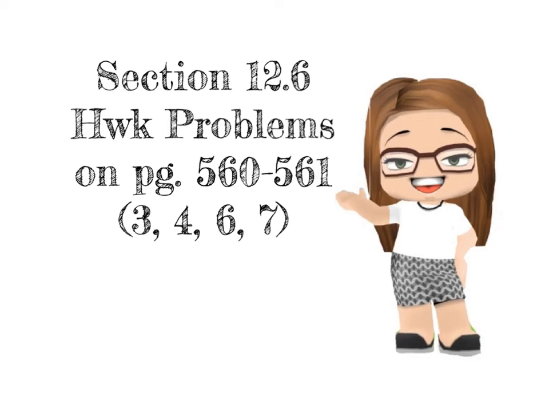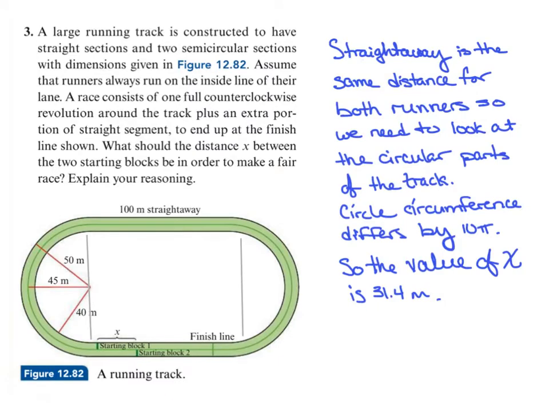In this video, we'll go over the solutions to homework problems from section 12.6. On question number 3, we have a large running track that's constructed to have straight sections, which are here, and two semicircular sections, so each one is a half a circle. I drew these gray lines in, so that would be easier to see.